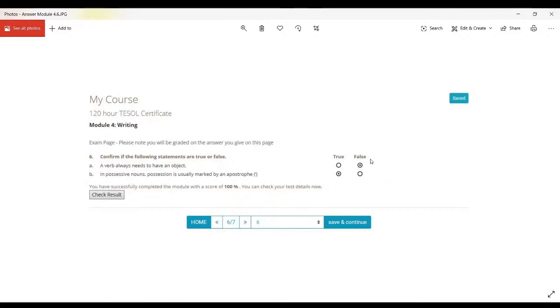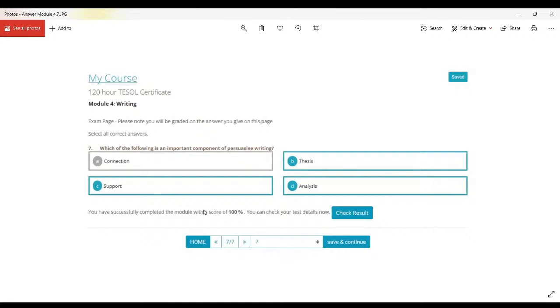Okay, it is false. In possessive nouns, possession is usually marked by an apostrophe. So that is true. Check result, save and continue. Remember the apostrophe S, okay? But if it's plural already, for example, boys' shirts, then we just need to add an apostrophe. No need to add an S on it. Okay, save and continue.